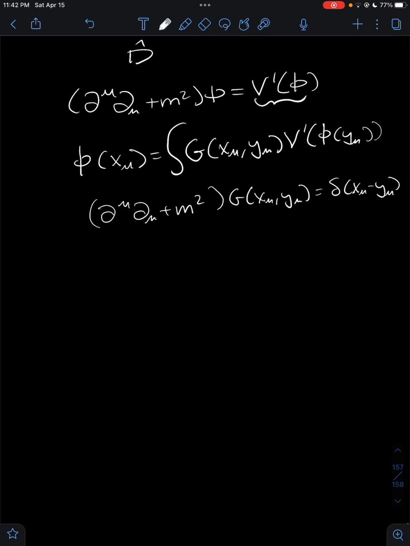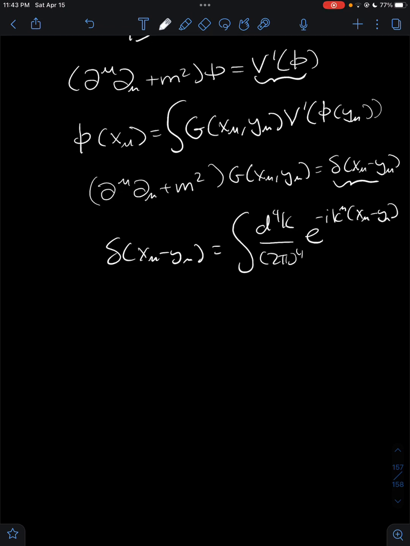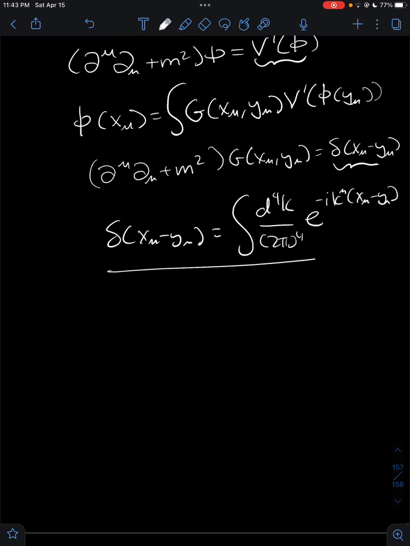So how do we actually solve this equation right over here to find the Green's functions? Well, first, we can just expand out the delta function. So the delta function, recall, is going to be defined as the integral. That's just like how we can write out the delta function in terms of plane waves. So we can use this fact for intuition in order to find out what the Green's functions are going to be.